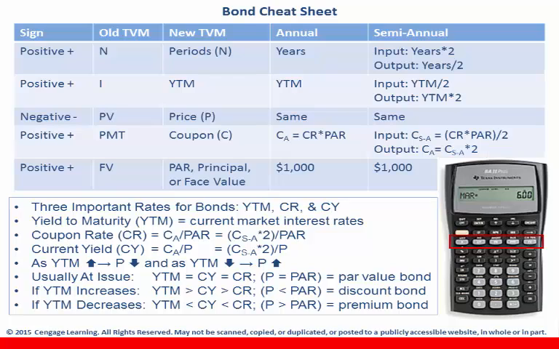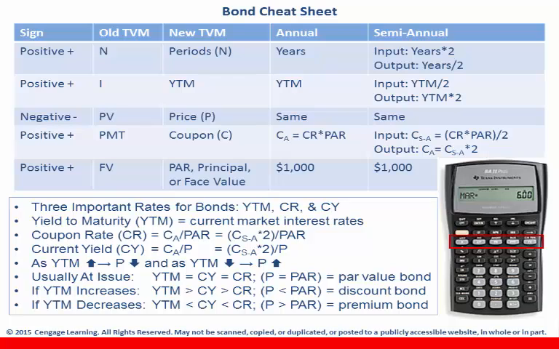There are three important rates for bonds. We've already talked about two, right? We talked about yield to maturity, which is your I button. We talked about CR, which is your coupon rate, which helps you figure out the coupon payment, which is your payment button. And then CY. Whoa, what is CY? CY is not one of your buttons on your time value of money row. CY stands for current yield.